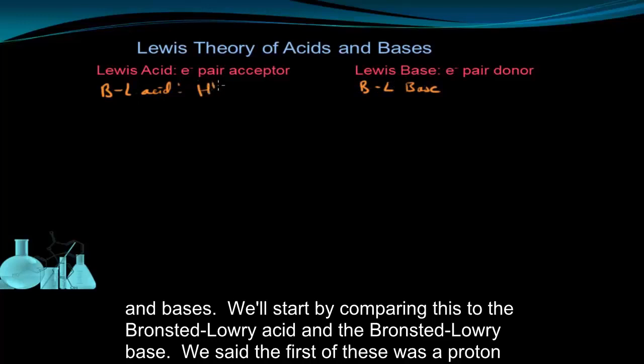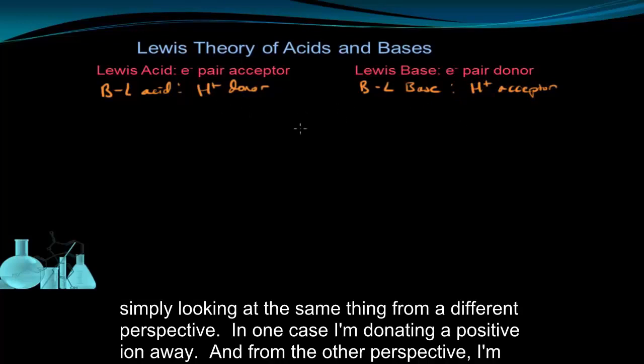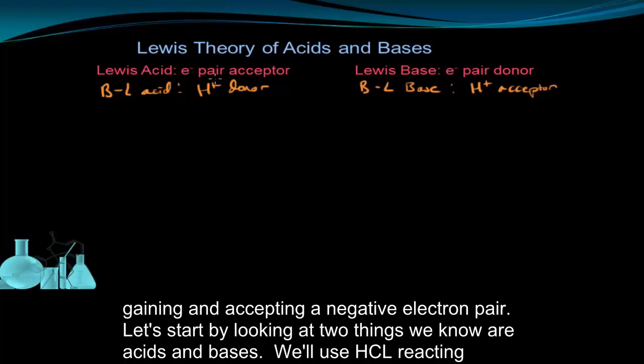We said the first of these was a proton donor. The Bronsted-Lowry acid is a proton donor, whereas the Bronsted-Lowry base is a proton acceptor. You may start to see how this is simply looking at the same thing from a different perspective. In one case, I'm donating a positive ion away, and from the other perspective, I'm accepting a negative electron pair.